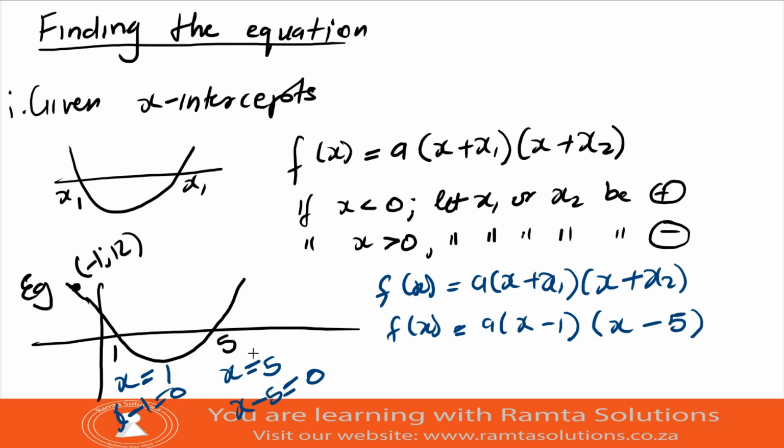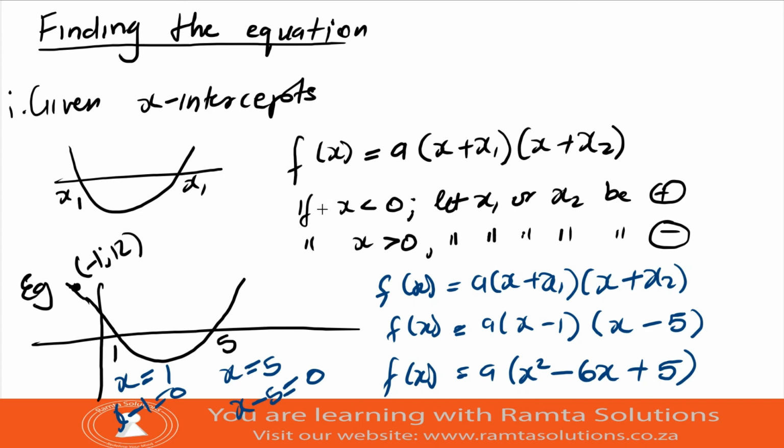We have another point here which is minus 1 and 12. So where there's x, I will put minus 1. Where there's y, I will put 12. Before I do this, I like simplifying this because it makes things easier for me. This is a into x squared minus 6x plus 5. You see, now it's better.